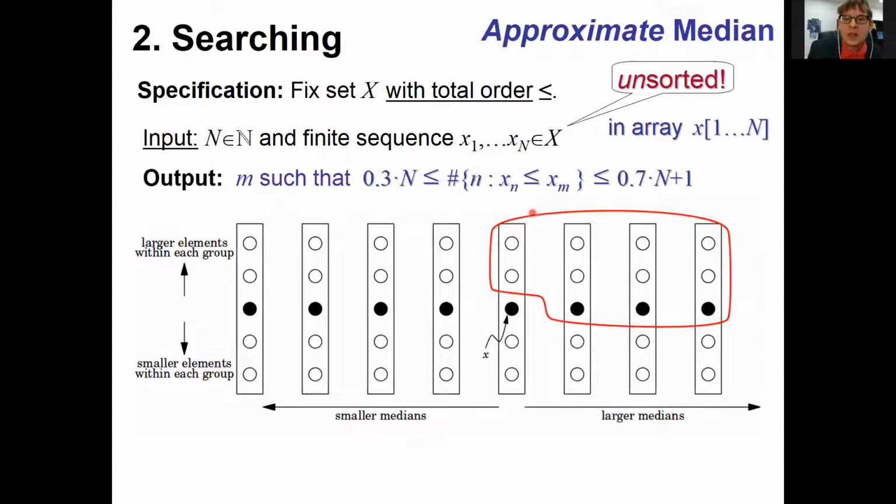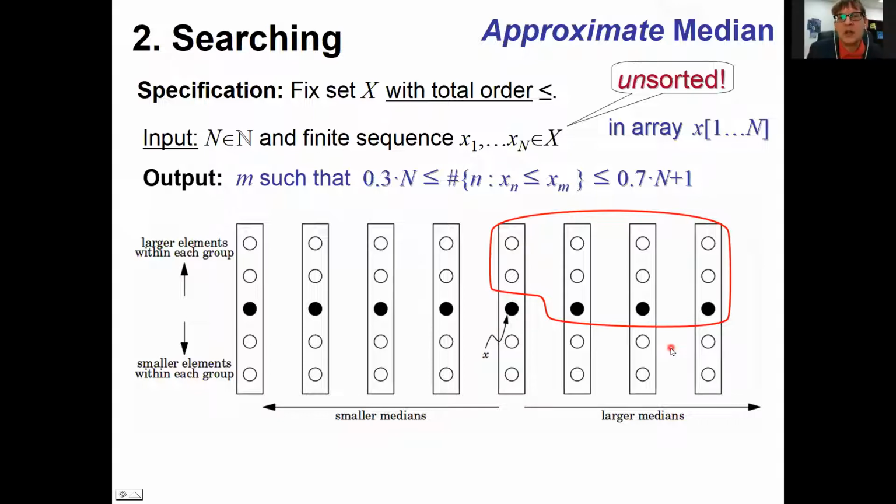And to do that, let's do some little combinatorial analysis, some double counting, and suppose we partition the input data into groups of 5. So here is a group of 5. Here's the next group of 5, all groups of 5.